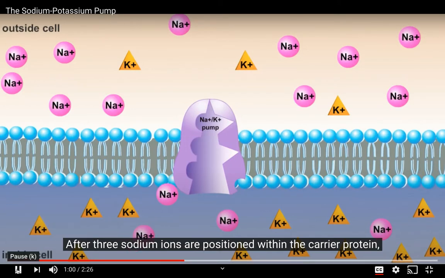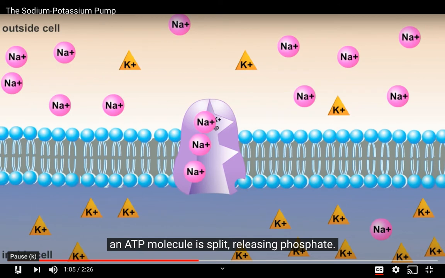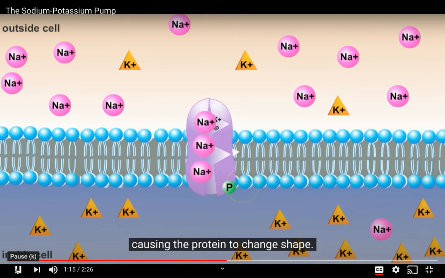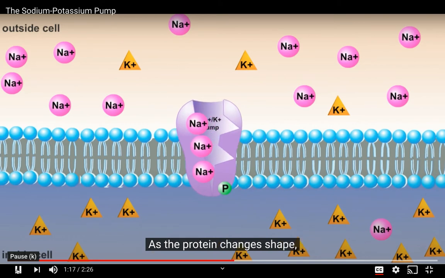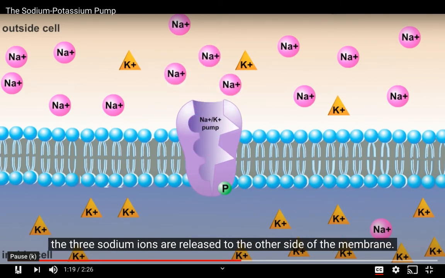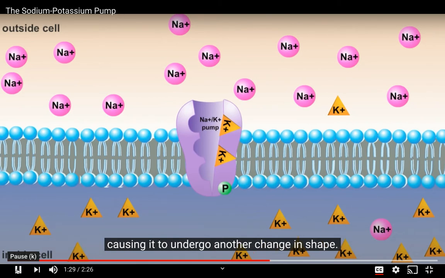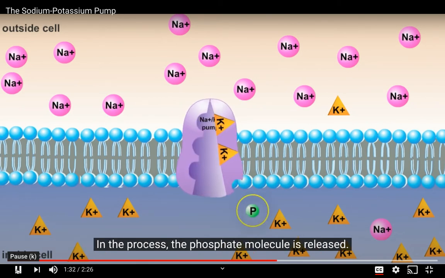After 3 sodium ions are positioned within the carrier protein, an ATP molecule is split, releasing phosphate. It lost a phosphate. This phosphate binds to a location on the exterior of the carrier protein, causing the protein to change shape. As the protein changes shape, the 3 sodium ions are released to the other side of the membrane. Next, two potassium ions position themselves within the carrier protein, causing it to undergo another change in shape. In the process, the phosphate molecule is released.